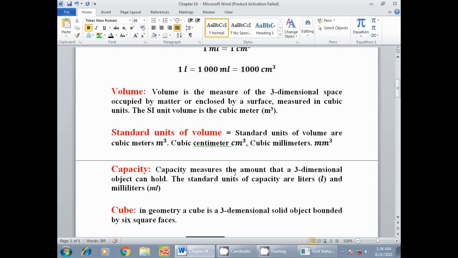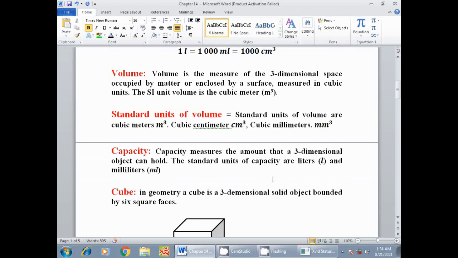Capacity. Capacity measures the amount that a three-dimensional object can hold. The standard units of capacity are liters and milliliters. It means that capacity can be measured in liters and milliliters.